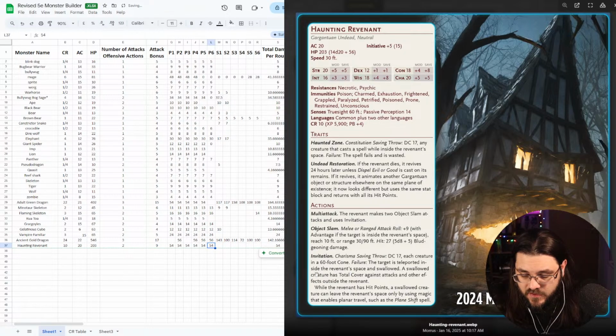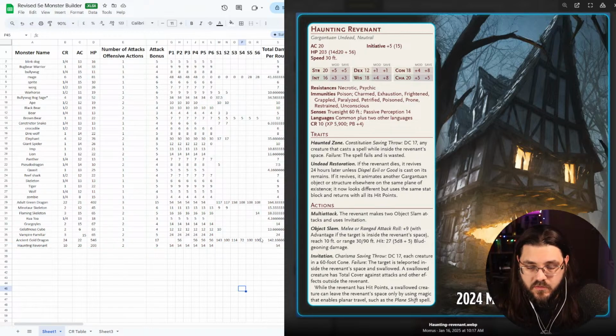And the target is teleported inside the Revenant's space and swallowed. A swallowed creature has total cover, yada yada yada. While the Revenant has hit points, the swallowed creature can leave the Revenant's space only by using magic that enables planar travel, such as plane shift. That's nice. They don't take any damage, but you can gobble them up. It's fine. You can take them out of the fight.